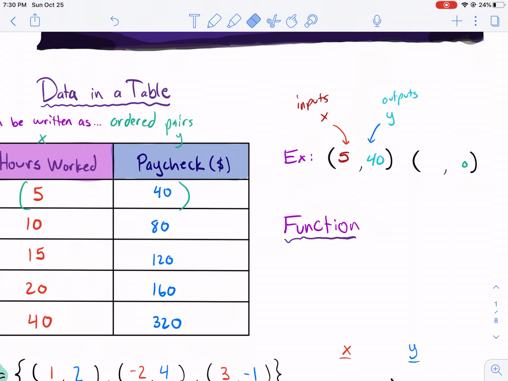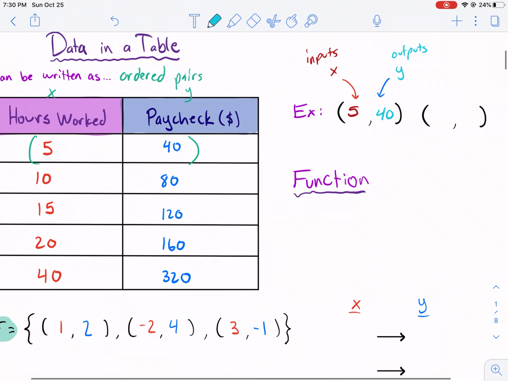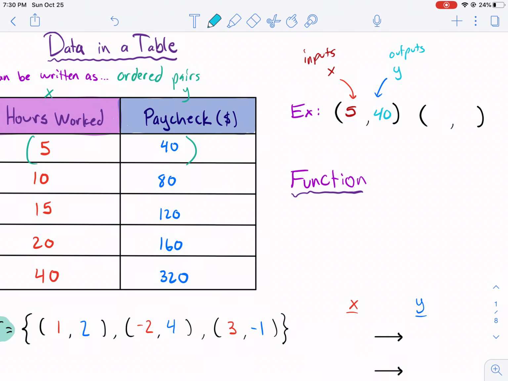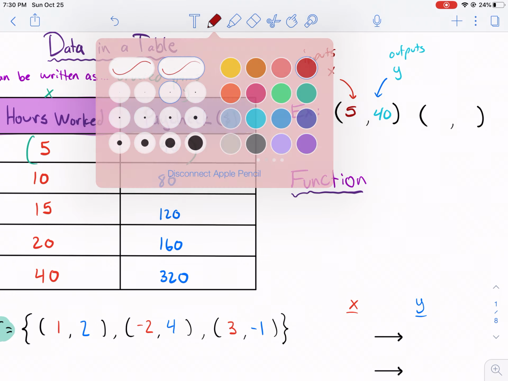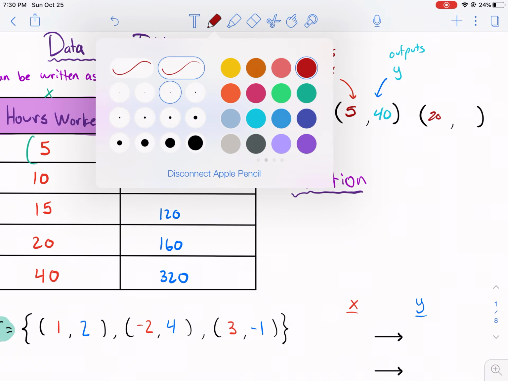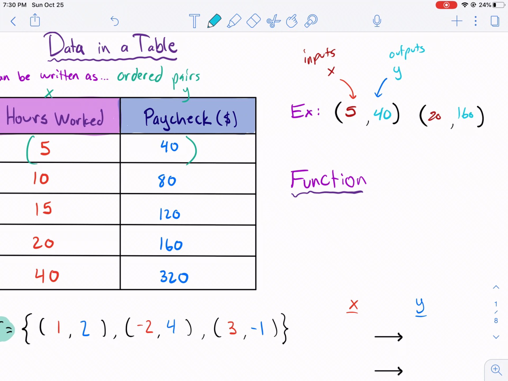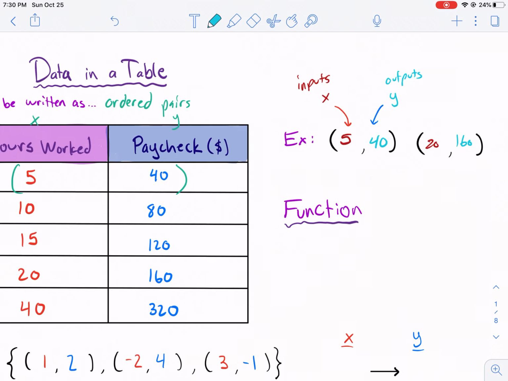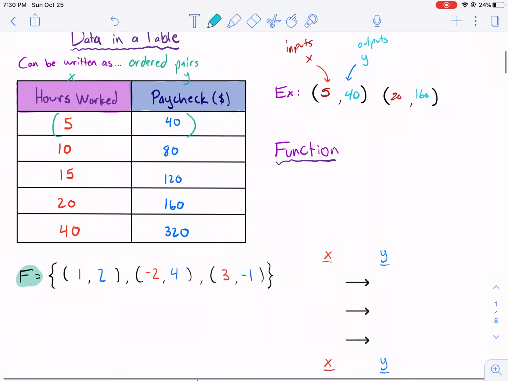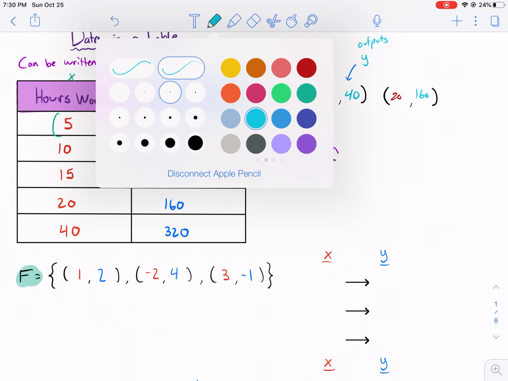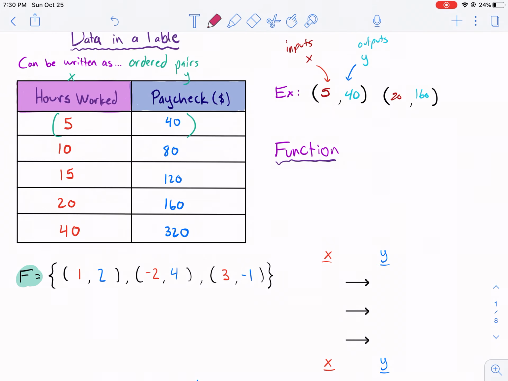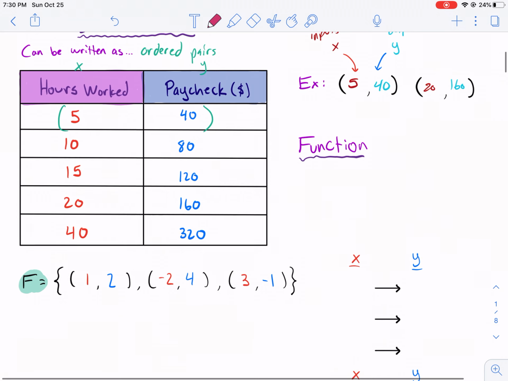And as we can see here, erase that guy, we can write this also. There's another one. So 21, 60 would be another example. So 21, 60 is another ordered pair. It's another data point on our chart. Now, ordered pairs are examples of a function. This data table is an example of a function.